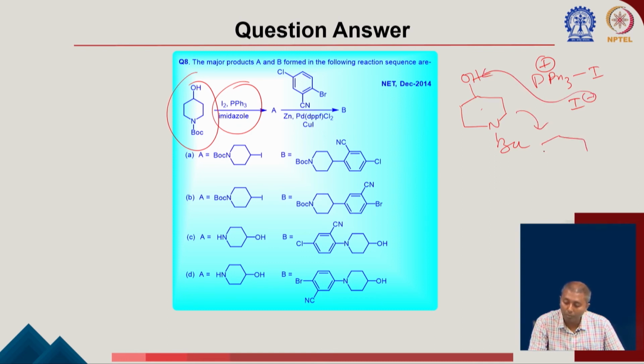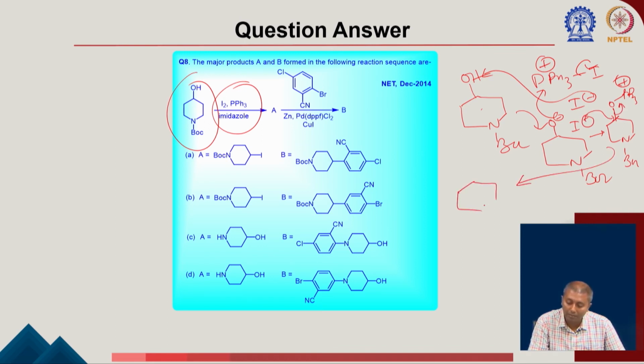to form O minus, and that can attack here, get rid of this to form this OPPh3 plus. Now you have I minus come back, attack here and get to the corresponding iodide. So you will be replacing this alcohol by iodo.